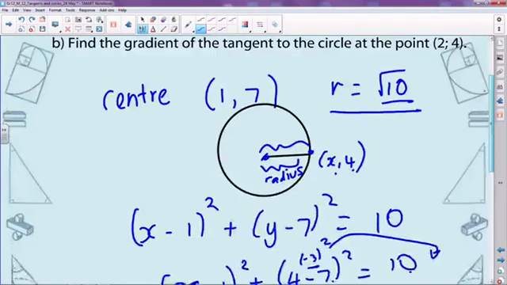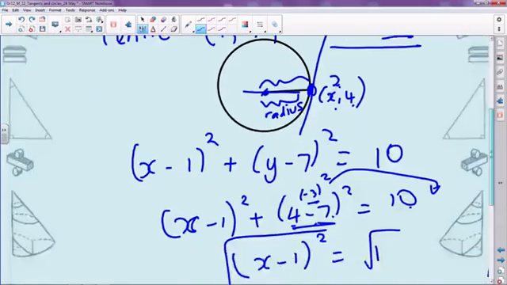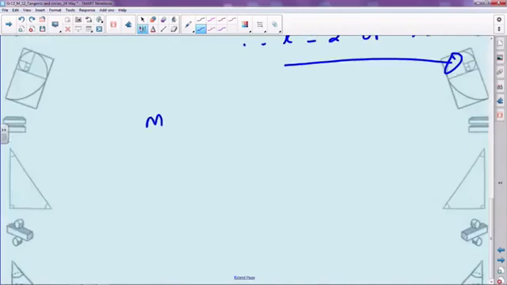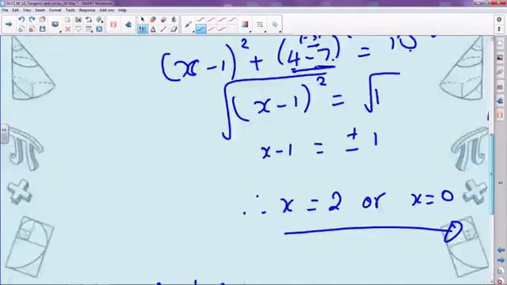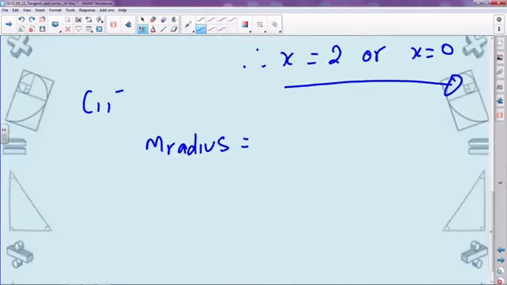All right. Now they tell you to find the gradient of the tangent to the circle at the point (2, 4). Okay, so they tell you that x actually has the value of 2. So if I want the gradient of the tangent, so if I were to draw a line there, I need to find the gradient of the radius and then find the negative inverse, which will give me the gradient of the tangent. So first we work out the gradient of the radius. So it's going to be using the coordinates (1, 7) and (2, 4). So (1, 7) is the center, (2, 4) is a point on the circle.